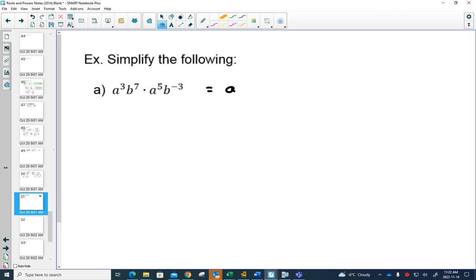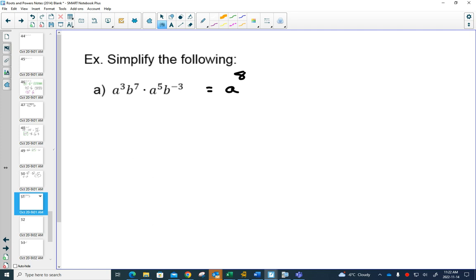Do I get the laws on tests and quizzes? Can I? You'd have to look on your formula sheet. Are the laws on your formula sheet? I don't think they are. Probably not, because they're from grade 9. So since you learned them in grade 9, you now have to know them in grade 10.